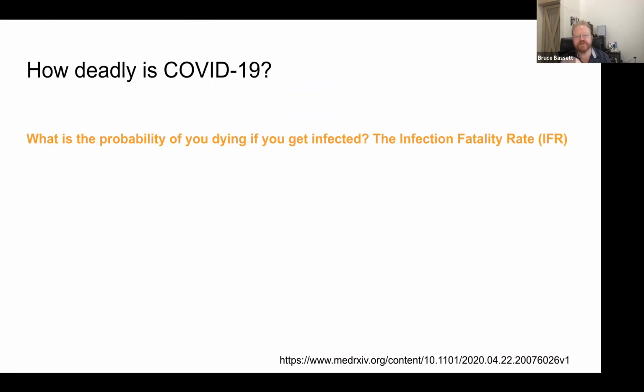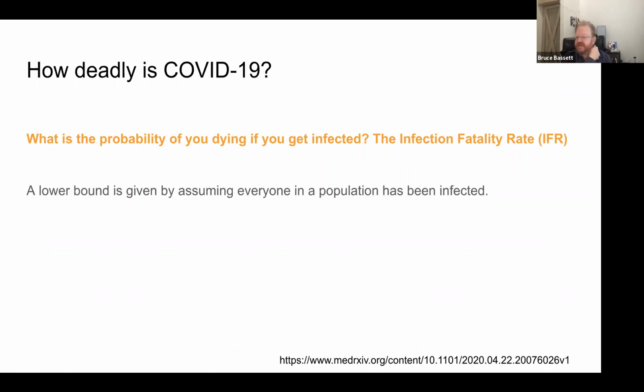So we're interested in the so-called infection fatality rate. What's the probability of a person dying given that they get infected? We can get a lower bound. In other words, we can establish that the infection fatality rate is larger than a certain amount by simply assuming that everybody in a population has been infected and then looking at how many people died.